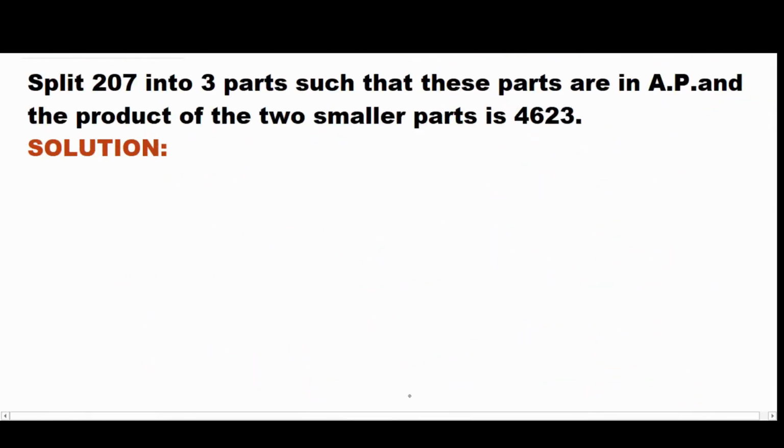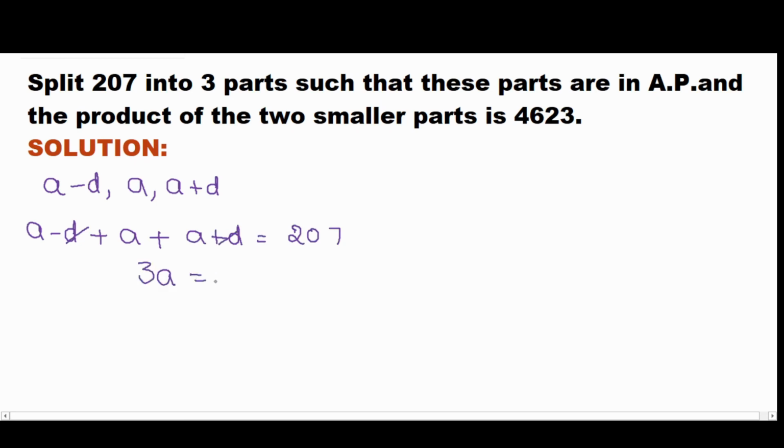The next problem is split 207 into 3 parts such that these parts are in AP and the product of the two smaller parts is 4623. So again the 3 parts are in AP. I've told you whenever it comes to 3 parts or 3 consecutive terms, they will be a minus d, a and a plus d. So they are splitting 207 into 3 parts. Means a minus d, a and a plus d added together give 207. You can see minus d and plus d get cancelled. I am left with 3a is equal to 207.